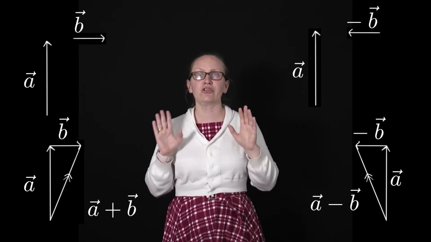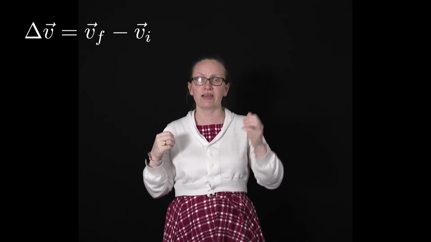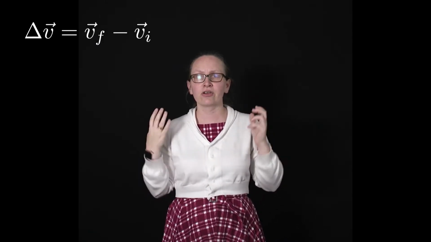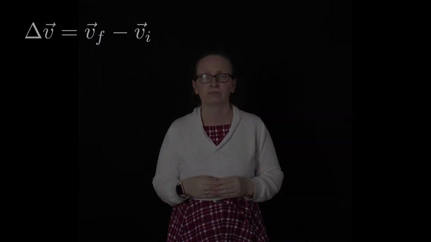Now, a context in which you'll often come across the subtraction of vectors is when we're looking for the change in something. When we're writing this as an equation, we use the capital Greek letter delta to represent the change. So, for example, if we're considering the change in the velocity of an object, we can write that the change in velocity is equal to the final velocity minus the initial velocity. So let's have a look at an example of using this equation now.